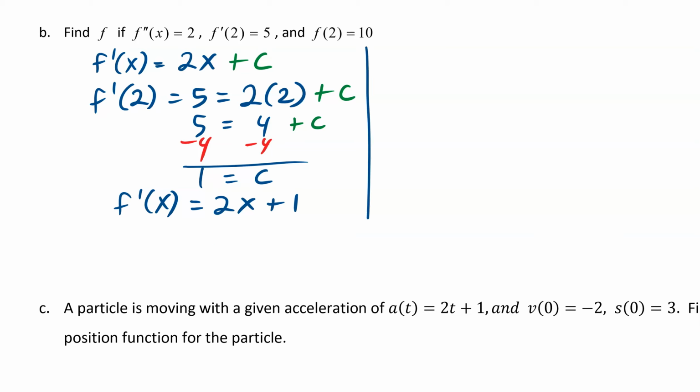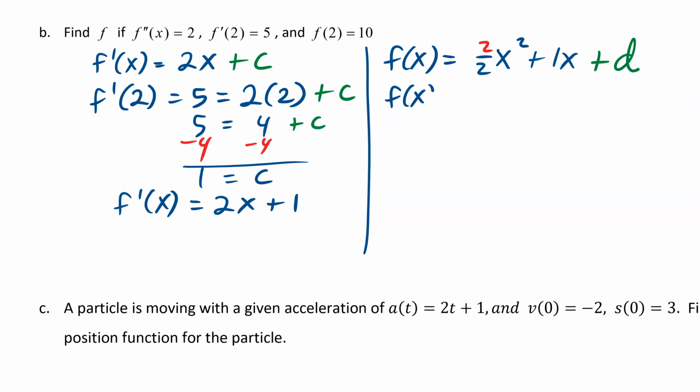Let's move on to the next part. We can now find our first derivative. So f of x is equal to, and again, this is x squared over 2. And we bring down that 2. And then we have a 1, so that would be 1x. And then now we're going to put plus d. And let's rewrite it. So this is f of x equals x squared plus x plus d.